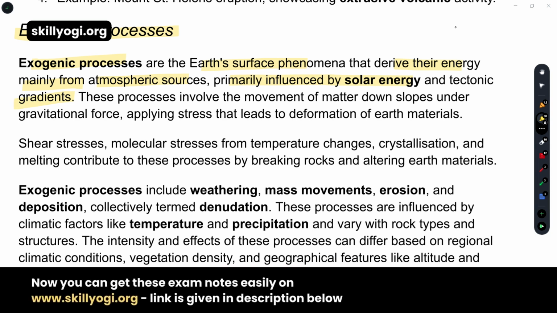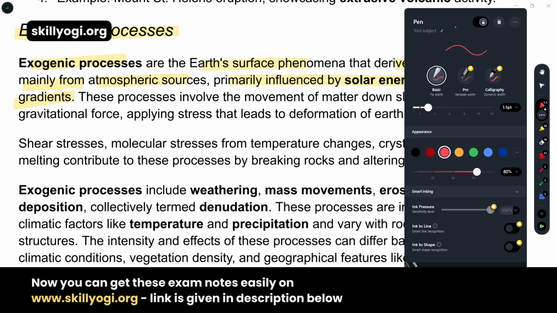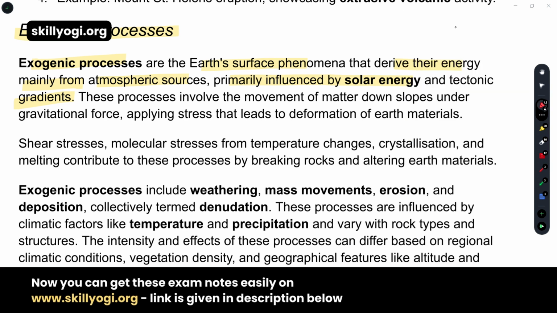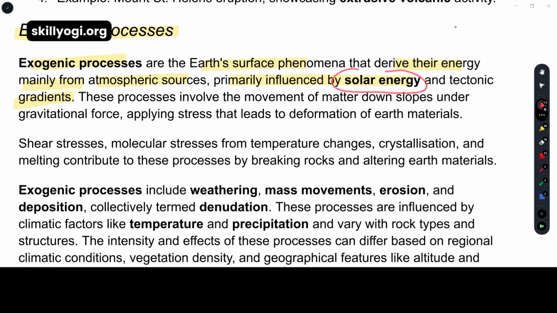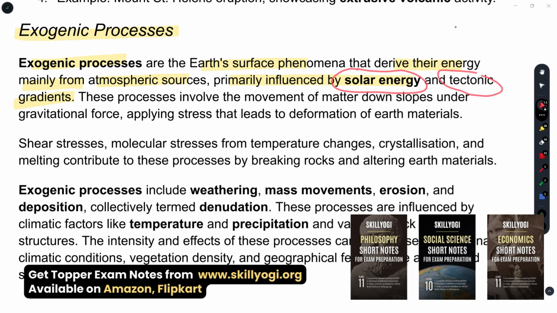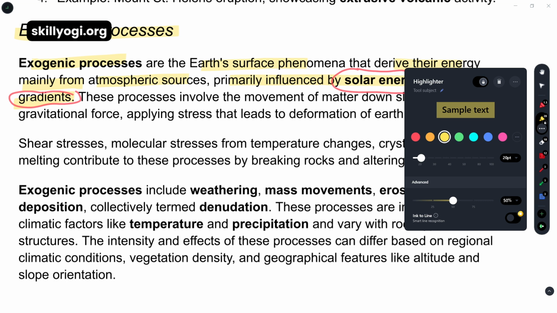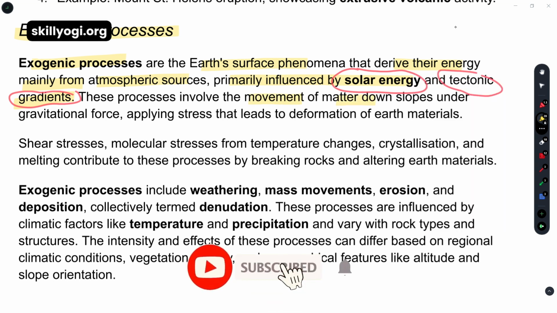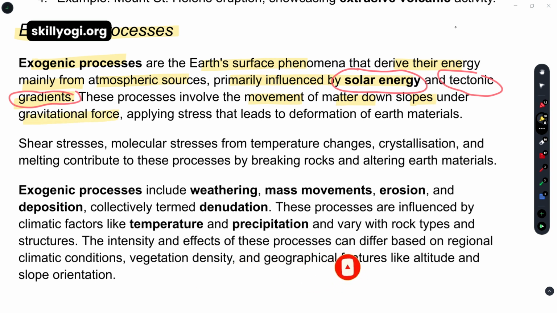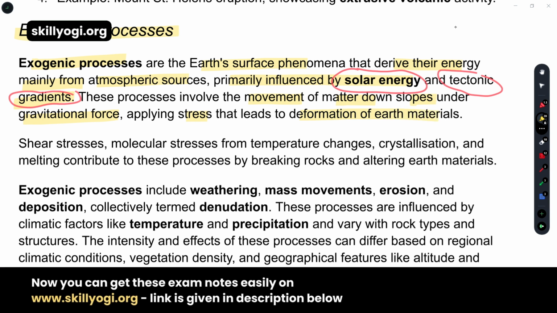So two parts are written over there, which are very important, on the basis of which the exogenetic processes are working. These are primarily influenced by solar energy and the tectonic gradients. These two are the forces or factors through which the exogenic processes are formed. Come to the next part. These processes involve the movement of matter downslope under the gravitational force. That means it's another force applying the stress that leads to the deformation of the earth's material.